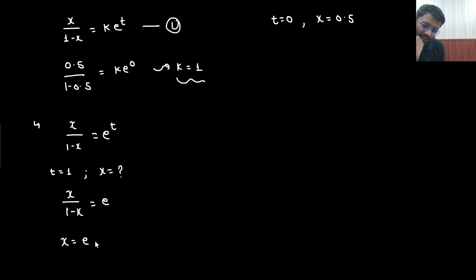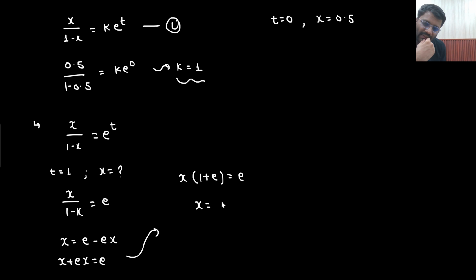So x would be equal to e minus ex. So x plus ex equals e. From here x into (1 plus e) equals e. So the value of x is coming out to be e upon 1 plus e. So this is the value of x we are getting, e upon 1 plus e, which is 0.731. So the population is coming out to be 0.731.